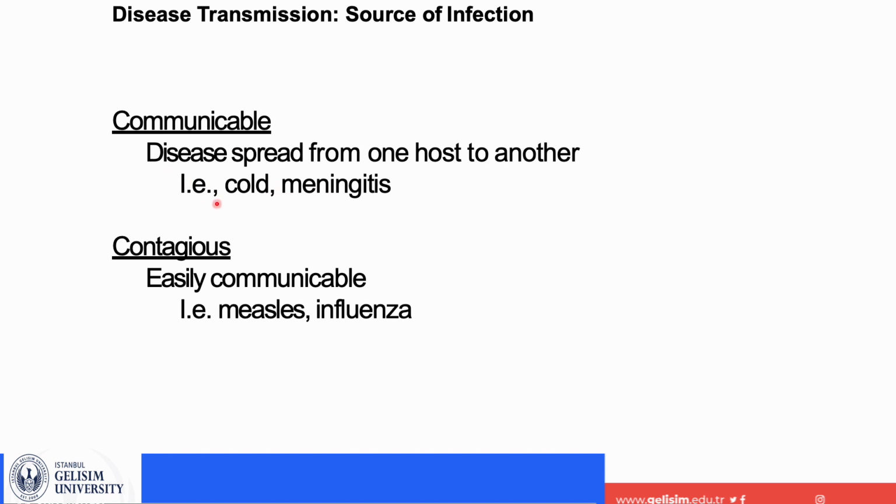Again, another example of communicable disease, we're saying that it spreads from person to person, right? From one host to another. So a flu, a cold, meningitis, these are communicable diseases. Now, contagious means that it's easily communicable. So the flu, it's easily communicable, so it's contagious. The same thing goes for measles. It's easily communicable, so it's contagious.